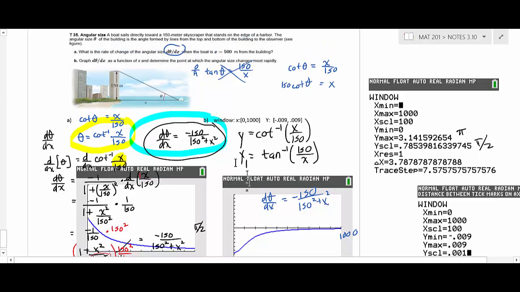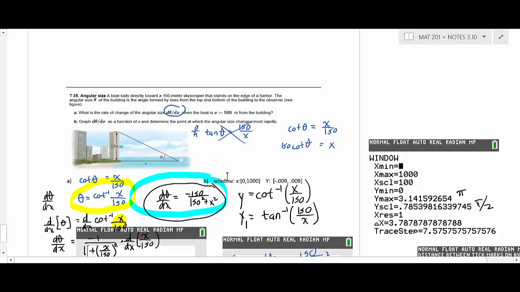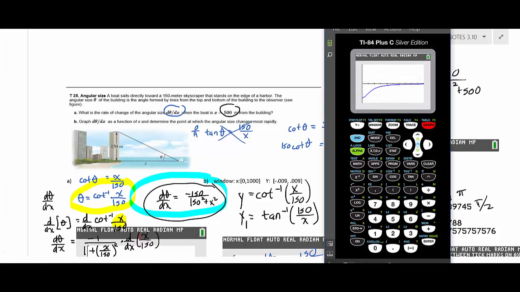Let's see, there was one other thing we wanted to do to finish this up, and I think the problem said find the rate of change at x equals 500 meters. Let's do that. We can do that on the calculator, but I'm running out of room, so I'm going to write d theta over dx evaluated at 500 meters. We just plug into our derivative, which I have highlighted in blue. So that's negative 150 over 150 squared plus 500. Then you can take your calculator and calculate that out.